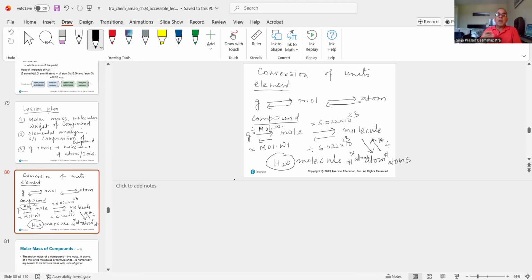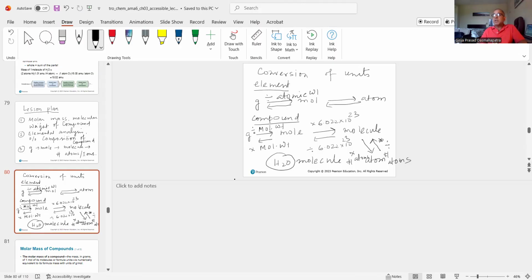So how do you go from gram to mole? Same, you divide by the molecular weight, and in case of elements, it was divide by the atomic weight. Why is it atomic weight? In case of elements, there is only one type of atom. That's why it is atomic weight. But in the case of a compound, when it is formed by chemical combination of the atoms, it becomes a molecule. So instead of atomic weight, it will be molecular weight. And the Avogadro's number is the same.